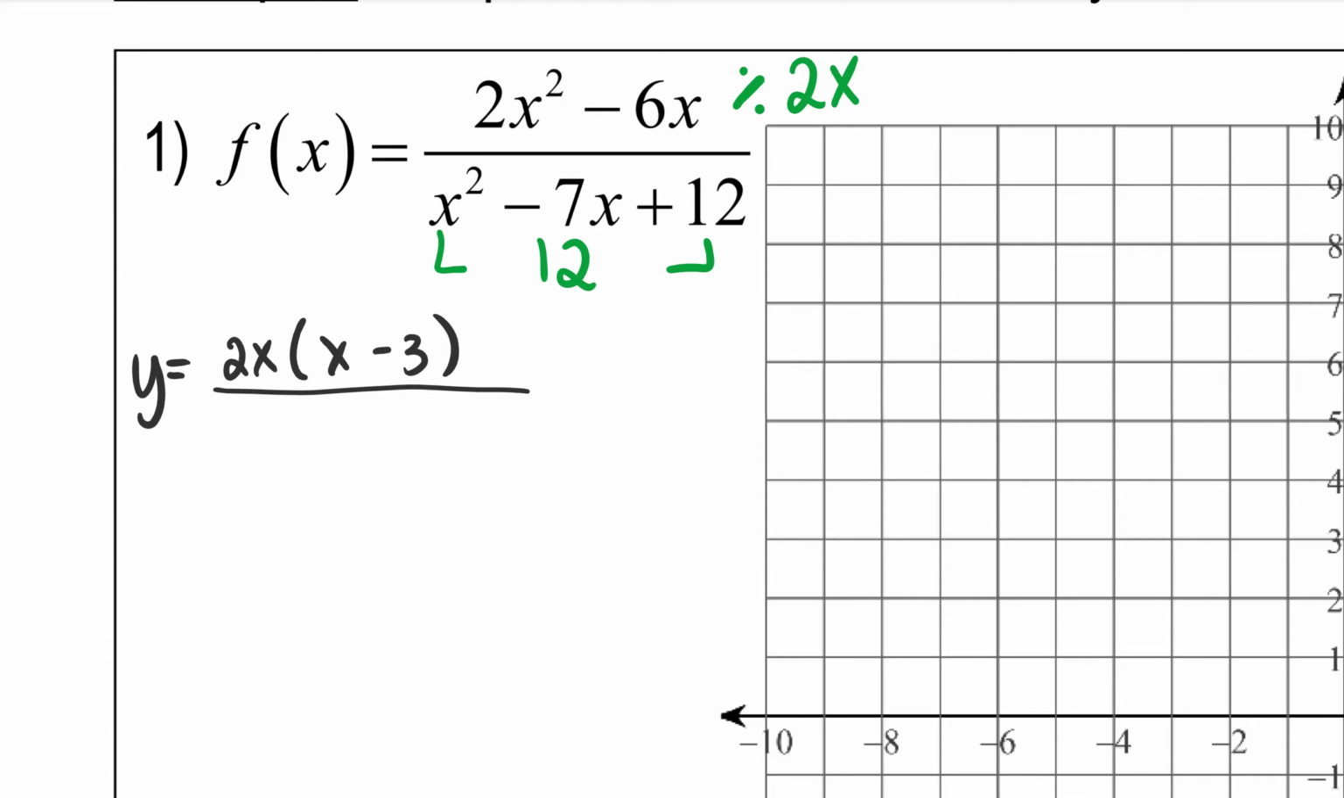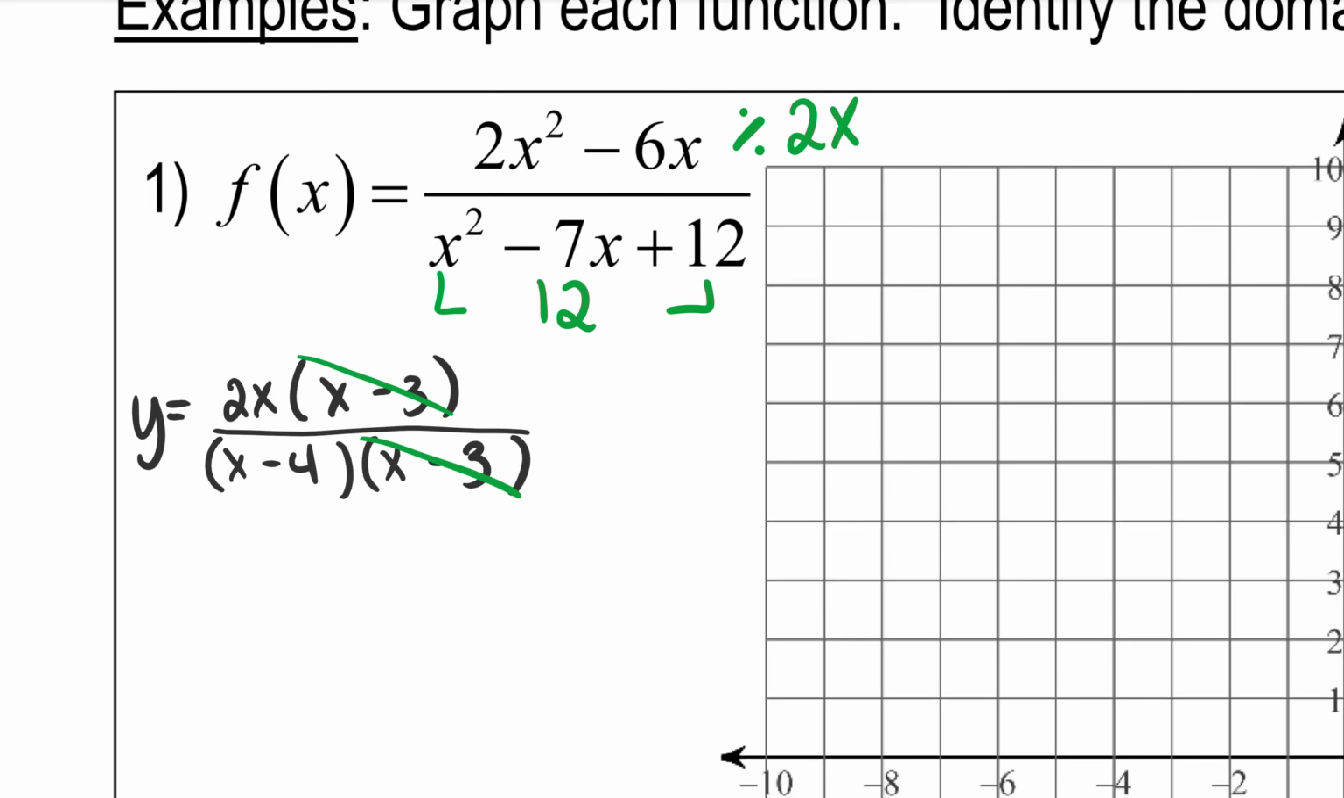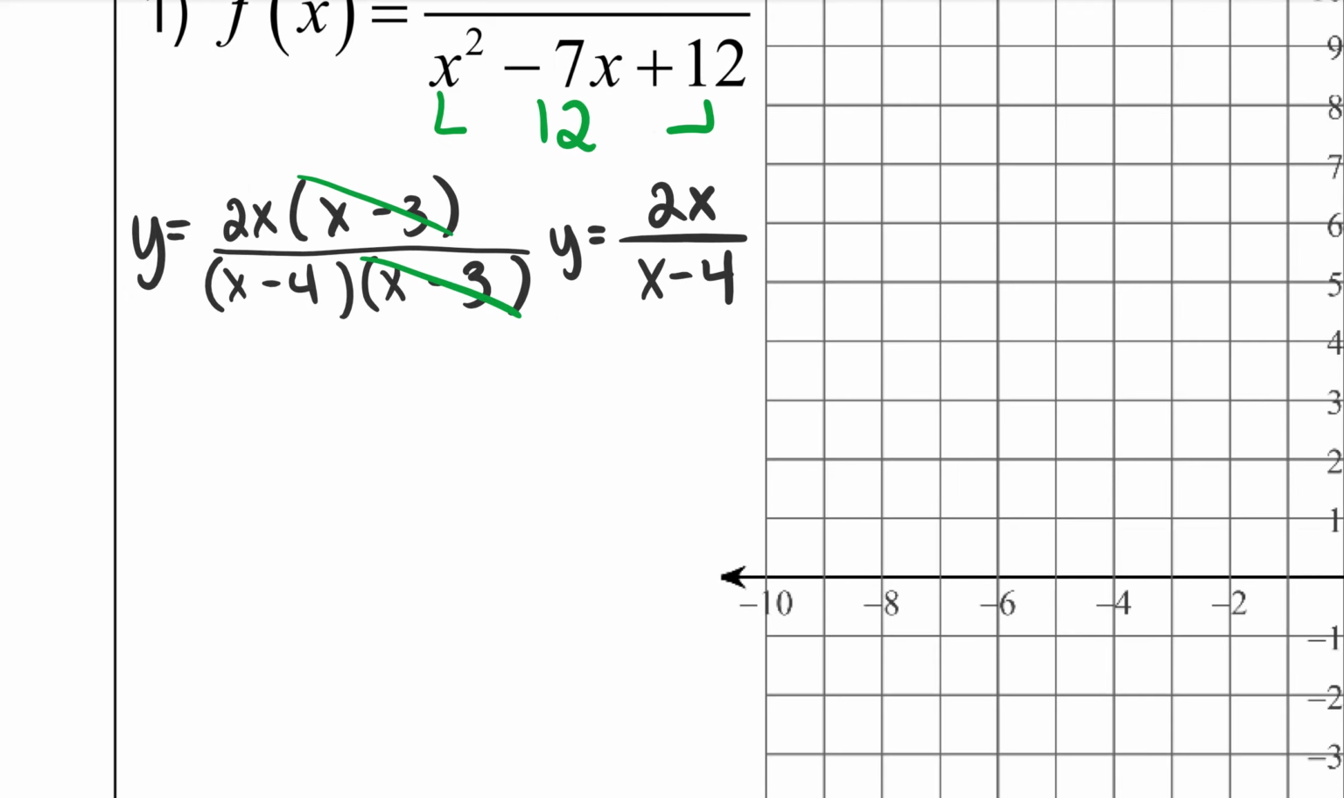All over. So on the bottom, I'm going to have two parentheses. And they both start with x. And two numbers that multiply to 12, add to negative 7 would be minus 4, minus 3. Okay, so look at that. I can now cancel out or cross out these two parentheses because they are the exact same thing. So I'm actually left with y equals 2x over x minus 4. Okay? So that's my actual equation I'm going to work with for the rest of this.